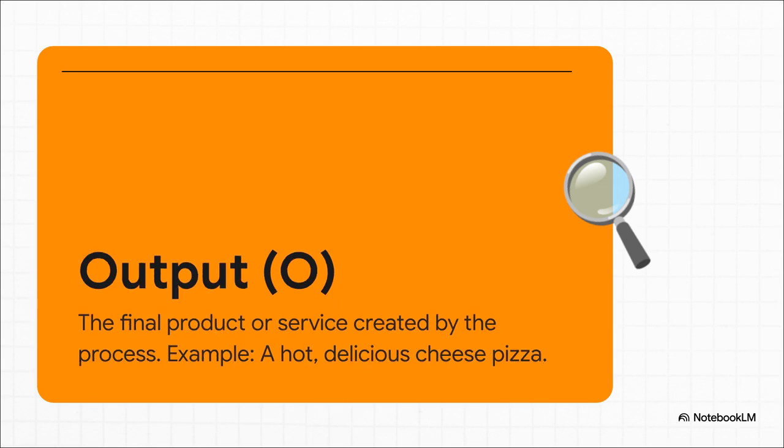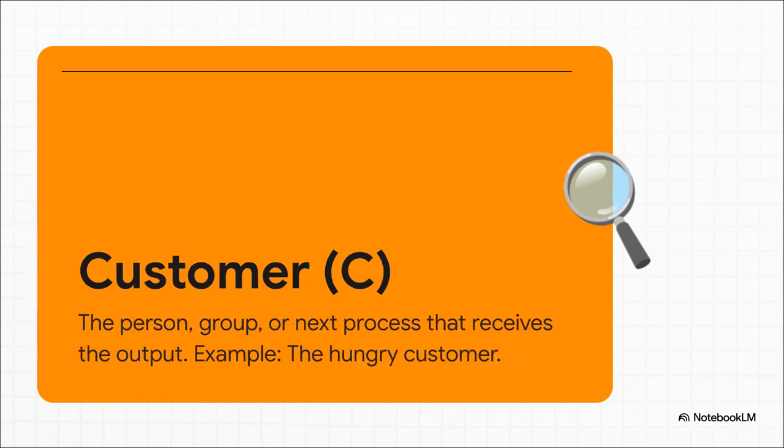All that work creates the O for output. This is it, the finished product, the grand result of all your effort. In our case, it is one hot, delicious, perfectly cheesy pizza, boxed up and ready to go. And finally, who gets that output? Well, that would be the C for customer. They are the whole reason we're doing this, and they are the ultimate judge of whether our process was a success. For the pizzeria, it's that hungry person waiting at home.